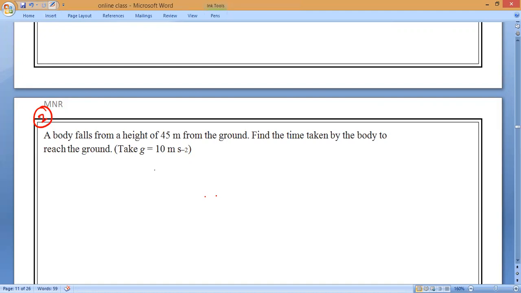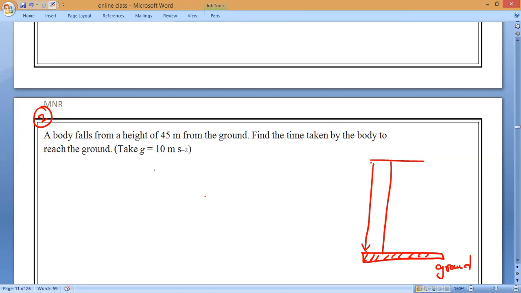Read the question, everyone. A ball falls from a height of 45 meters from the ground. So this is the top and this is the ground. Yes or no? Yes, sir. What is the height they have given? 45 meters. Height is equal to 45 meters from the ground. Now, find the time taken by the body to reach the ground, they are asking, and the G value.